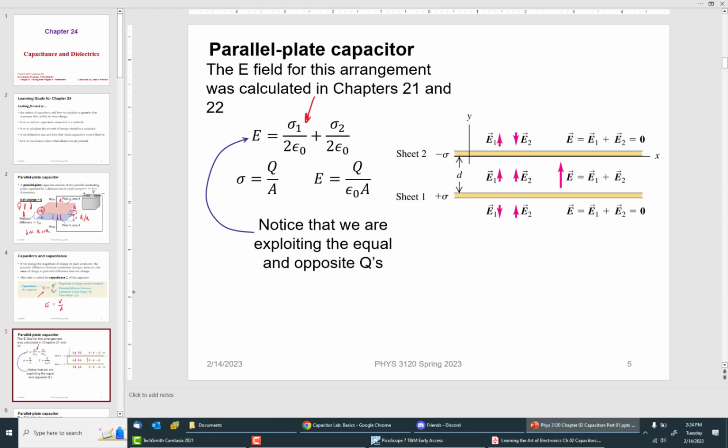That comes to mind because we're using the equation for an infinite plane. And you might say to yourself, how can we use an infinite plane? We don't have an infinitely large capacitor. But it's valid as long as D is small.